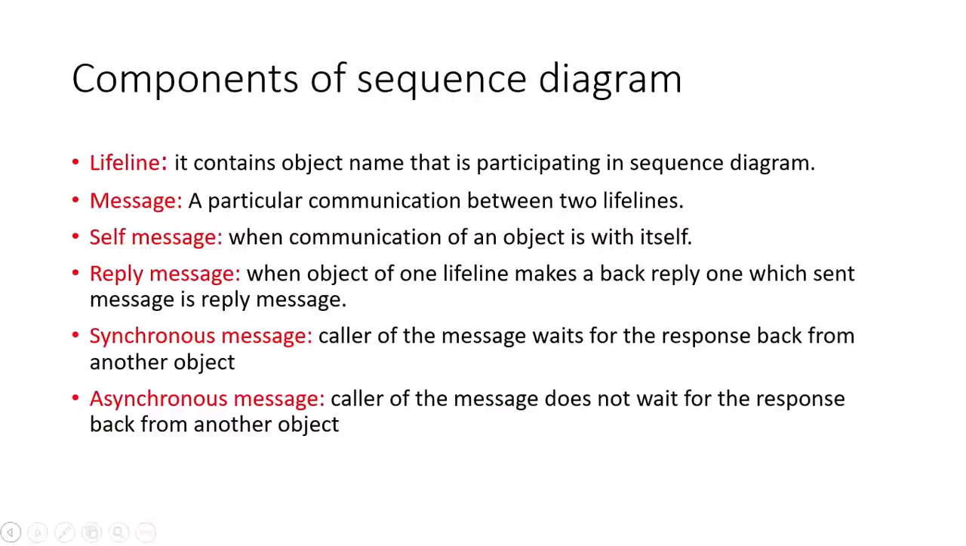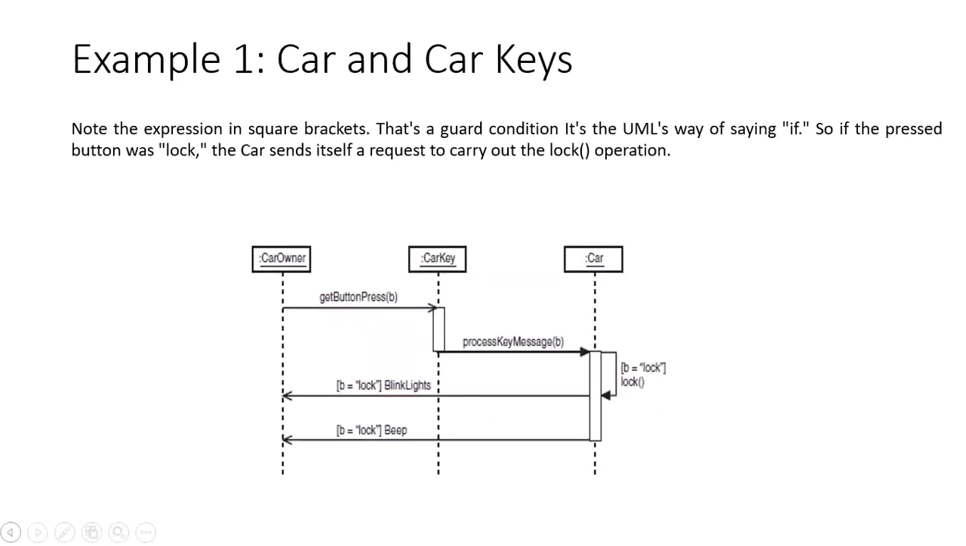Then we have further types of messages: synchronized messages and asynchronous messages. In synchronized messages, the caller of the message waits for the response back from the other object, while in asynchronous messages, the caller does not wait for a response back from the other object. So this means in a synchronized message, the object which sends the message must expect the back response from the second object. For example, car and car keys.